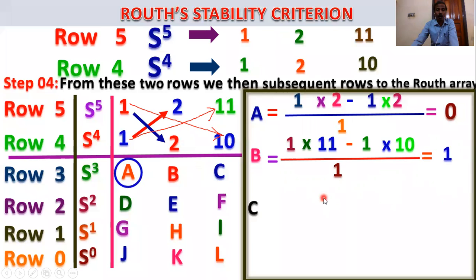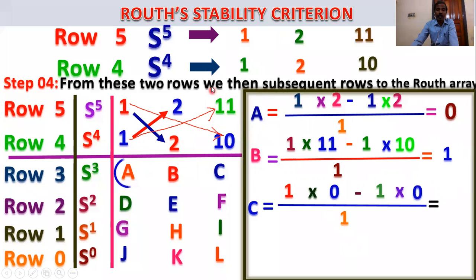And C equals what? C equals 1 into 0, 1 into 0 minus 1 into 0, divided by the starting value 1. Suppose this point is 1, 0, and this is also 0, and 1 into 0, 1 into 0, divided by the starting coefficient 1. So this is equivalent to what? This is equivalent to 0 if A equals 0.